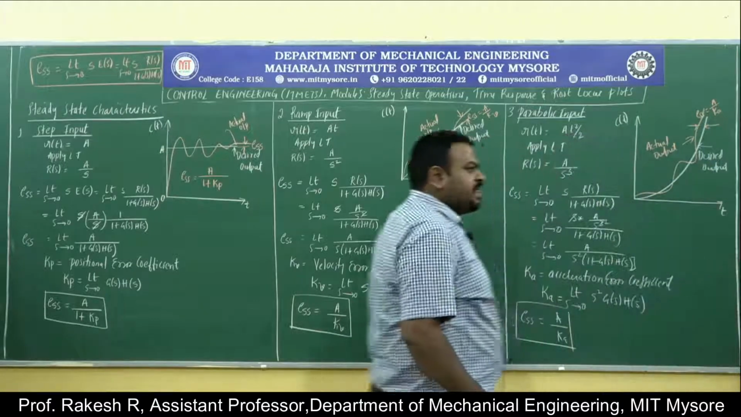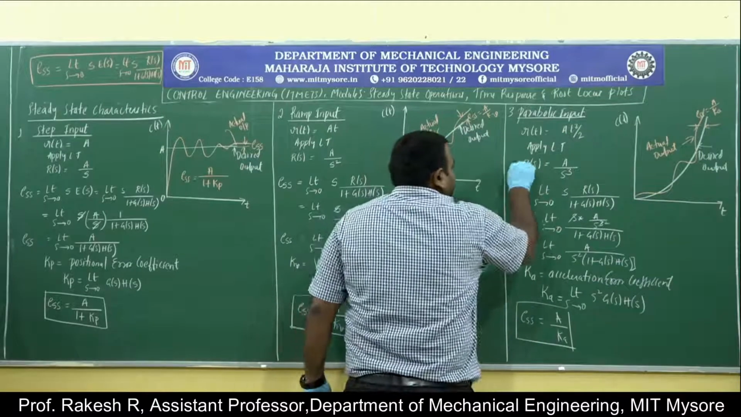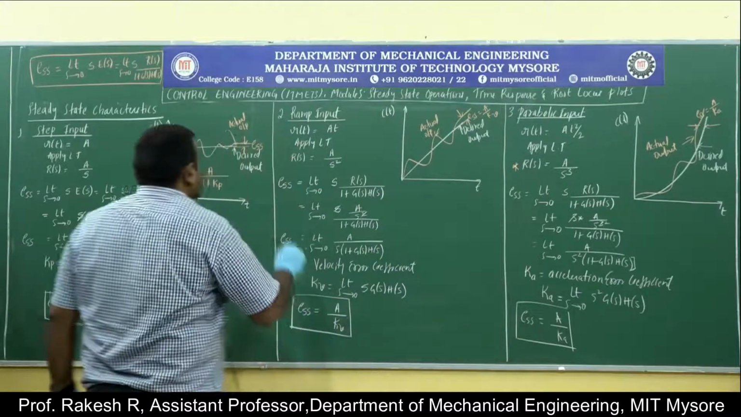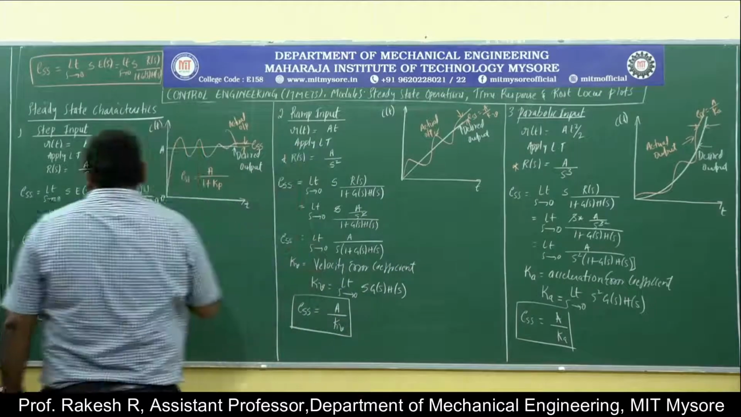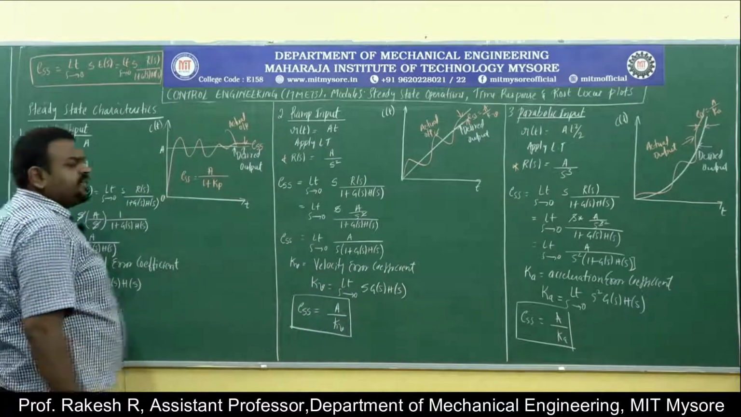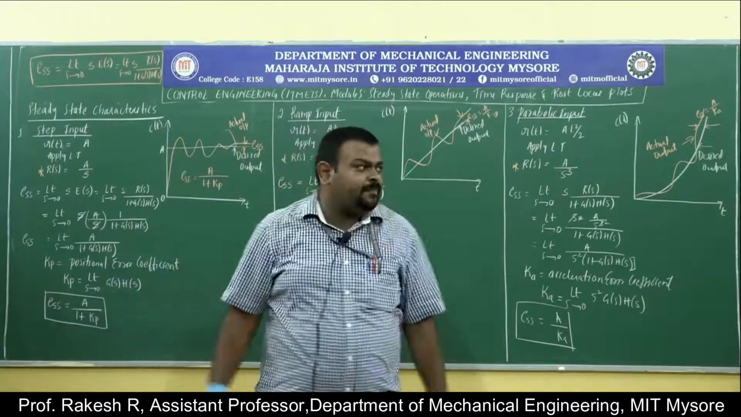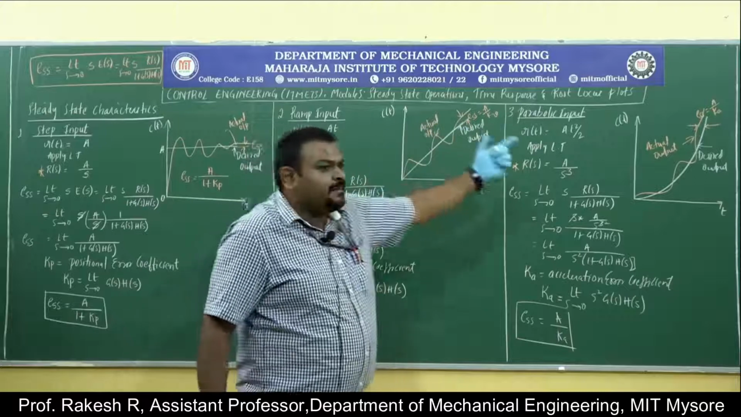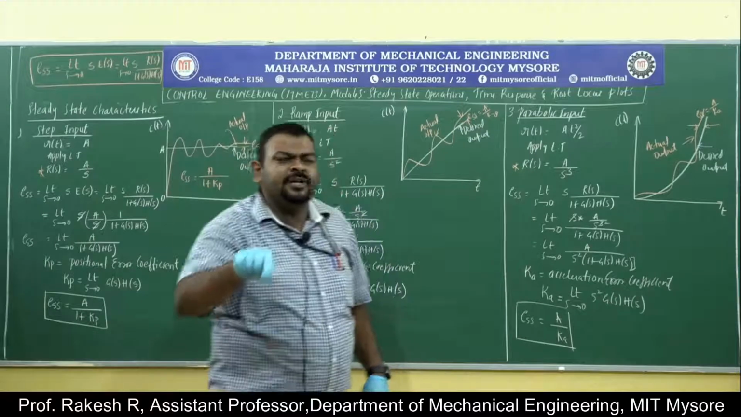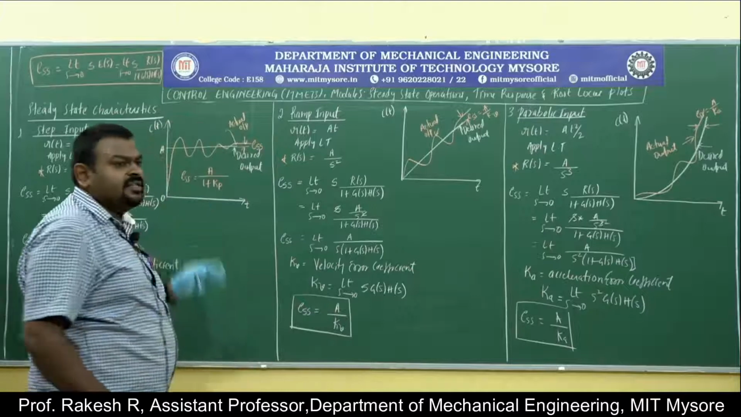What we have done is, we have calculated R of s and replaced it. Then we got the steady state error for step input, ramp input, and parabolic input. If they ask for unit step input, make A equal to 1, that's all.